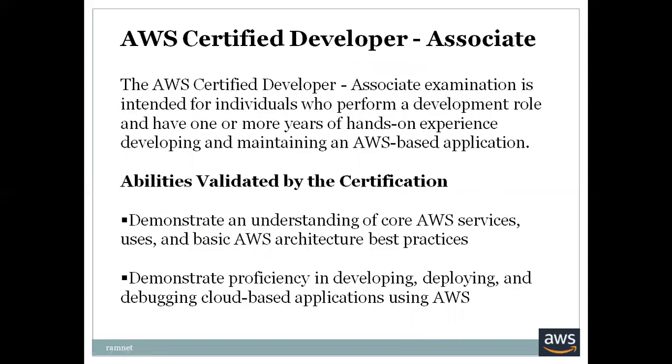In the associate level, the last certification is the Developer Associate. The Developer Associate exam is intended for individuals who perform a development role and have 1 or more years of hands-on experience in developing and maintaining AWS-based applications. Ability validated: demonstrate an understanding of the core AWS services, uses, and basic AWS architecture best practices. Demonstrate proficiency in developing, deploying, and debugging cloud-based applications using AWS.